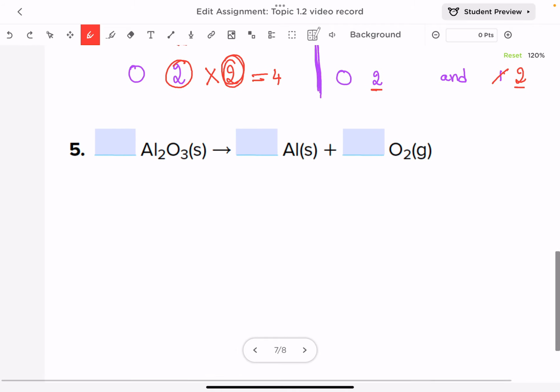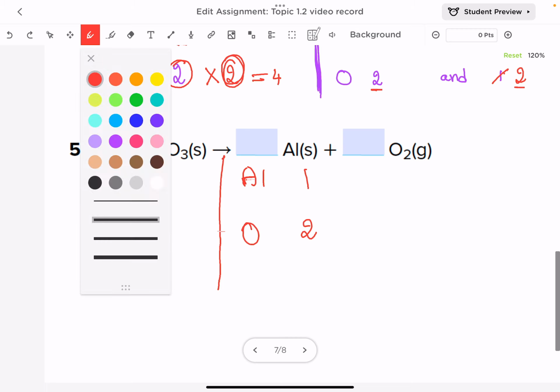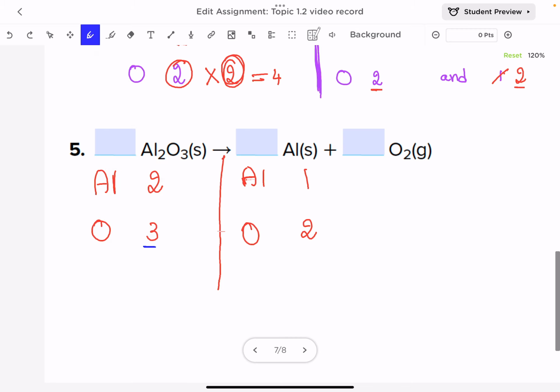The last example: balancing aluminium oxide decomposing into aluminium and oxygen. Now counting, I have 2 atoms of aluminium and 3 atoms of oxygen in the reactants, whereas on the product side, I have 1 aluminium and 2 oxygen atoms. First, let's start balancing the oxygen. This is 3 and this is 2. So I'm going to multiply by 3 and write the 3 over here, and multiply by 2 and write the 2 over here. Like this, we managed to balance the oxygen.